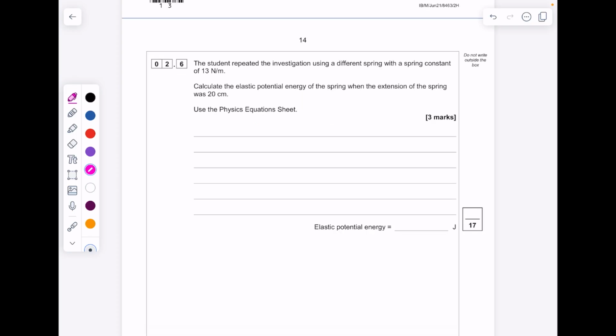The student repeated the investigation using a different spring with a spring constant of. Calculate the elastic potential energy of the spring when the extension of the spring was 20 centimeters. Use the physics equation sheet.